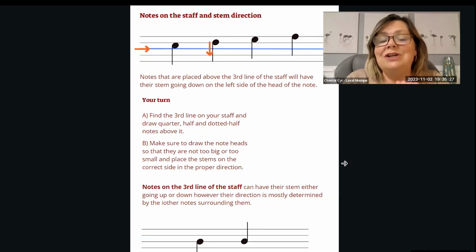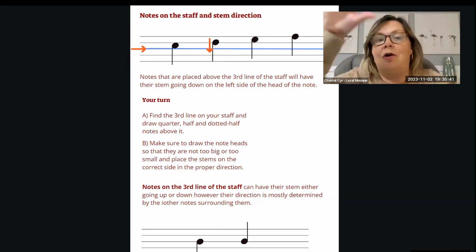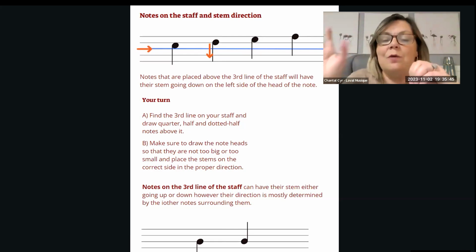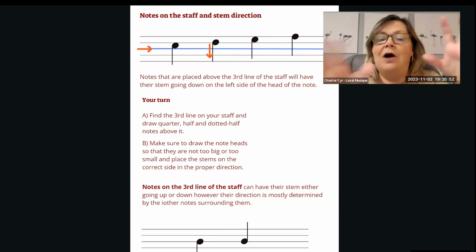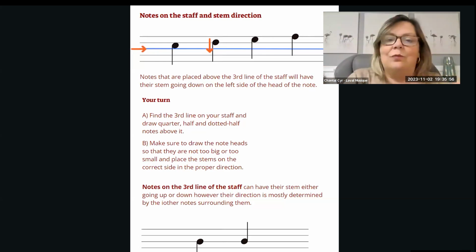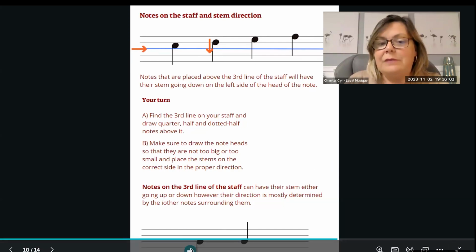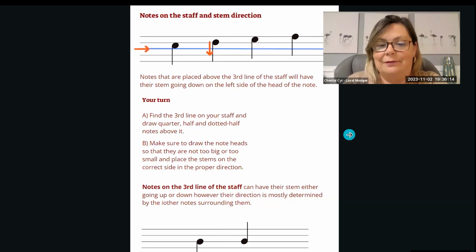However, the direction of the stem is usually mostly determined by what the other notes surrounding them are. A little spelling mistake there. I'm going to go back and fix that. Okay, so if all of the notes around that specific note have their stems going up because they're lower, then that note will usually have its stem going up as well. But if all the other notes around them are higher notes, then that one will also have its stem going down. But most often, the stem will be down on this note. Most often. But just so you know, both are correct. There's no right or wrong way, but most often we will see it with the stem going down. Okay, so just so you know that.